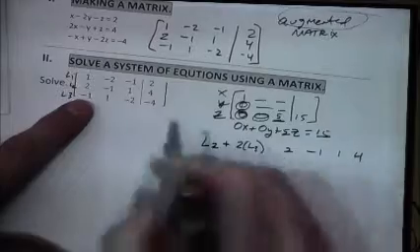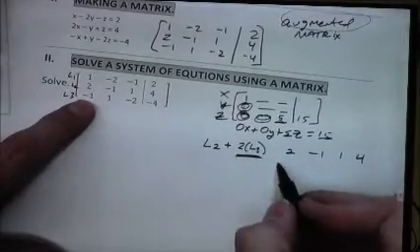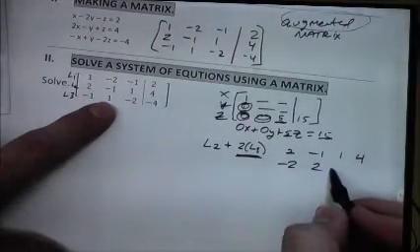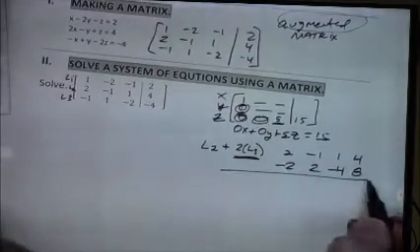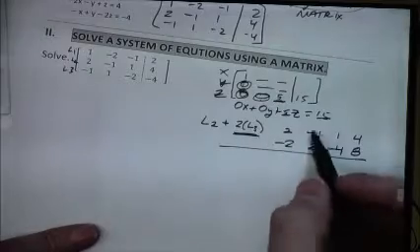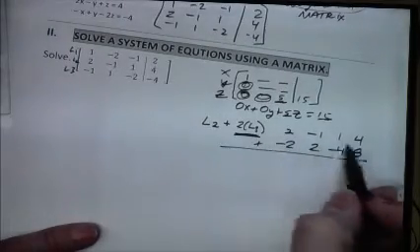Now, I'm going to take line 3, and I'm going to multiply it by 2. -2, 2, -4, and 8. And I am now going to add these. So I'm going to add these two.